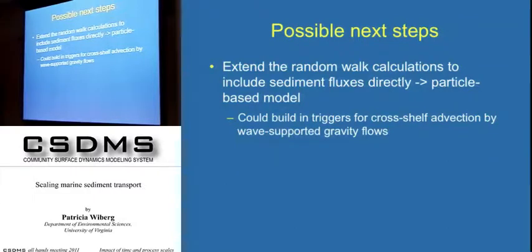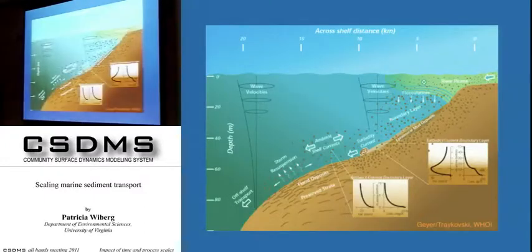That would be one obvious thing to think about, and I'd be interested in the experience of people working in terrestrial systems on taking that kind of approach. One thing we could build into that, which wouldn't be too hard, I think, would be a trigger for some sort of cross-shelf advection by wave-supported gravity flow. So you might be able to fold everything into one big picture where, during flood events with high waves, we have the capacity to get these very turbid layers that can move under gravity, and otherwise we have a more diffusive type transport system.